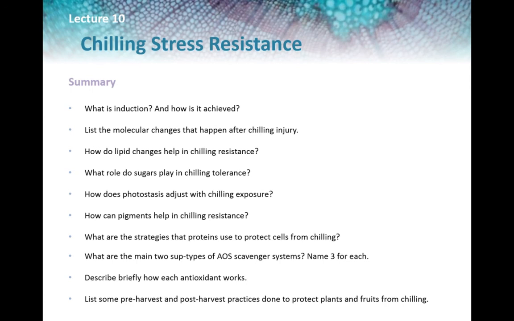How can pigments help in chilling resistance? And what are the strategies that proteins use to protect cells from chilling? What are the main 2 subtypes of activated oxygen species scavenger systems? And name 3 for each. Describe briefly how each antioxidant works. And finally, list some of the pre-harvest and post-harvest practices done to protect plants and fruits from chilling.